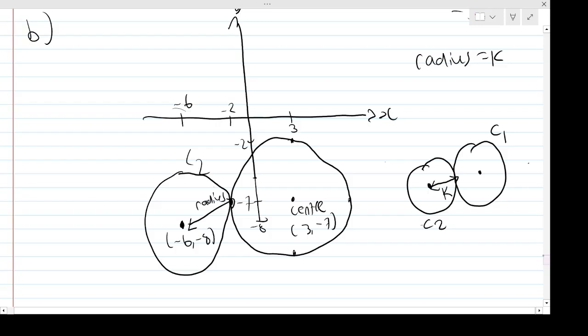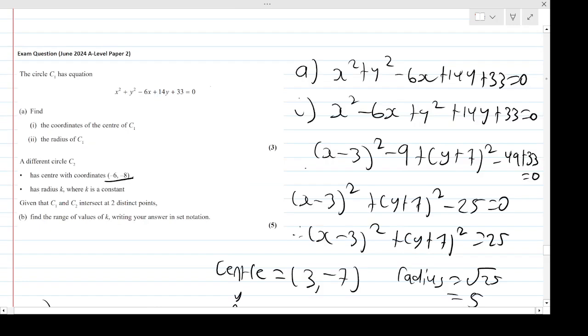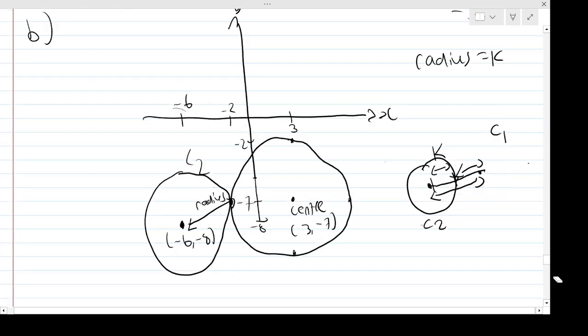But what if I instead consider the line connecting the two centres? Then to get this portion here, that would be K. What if I consider the whole distance here, minus this distance here? This distance, I know, that's the radius of C1. The radius we worked out to be 5.